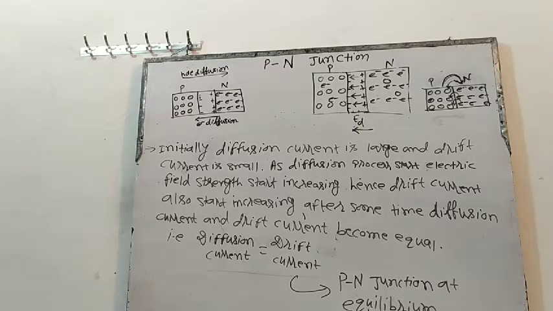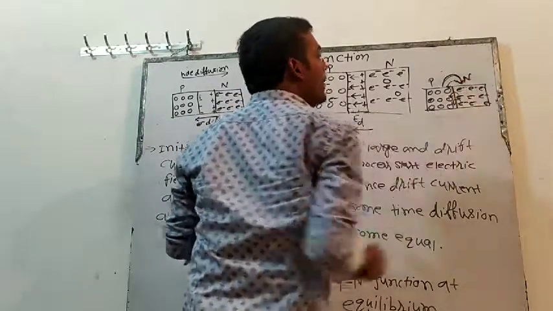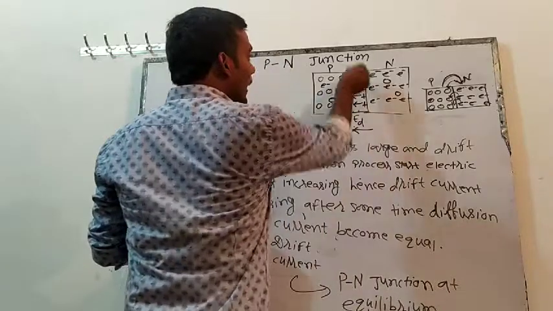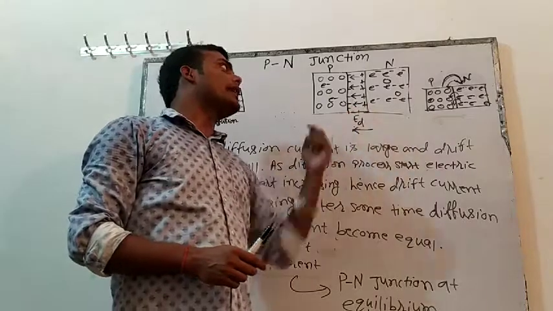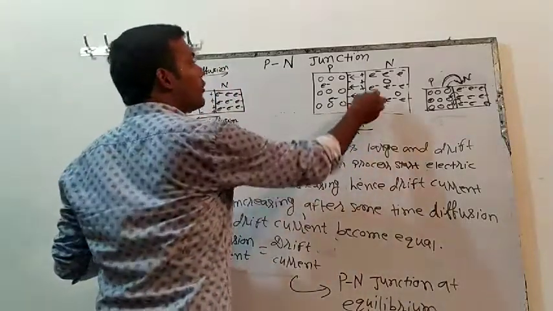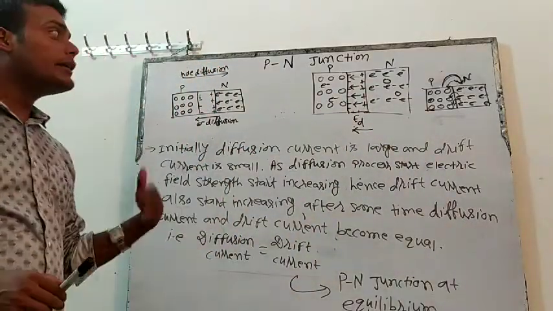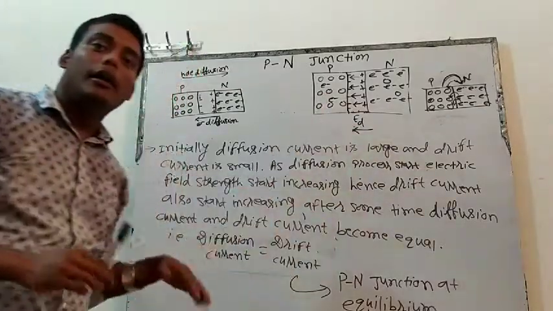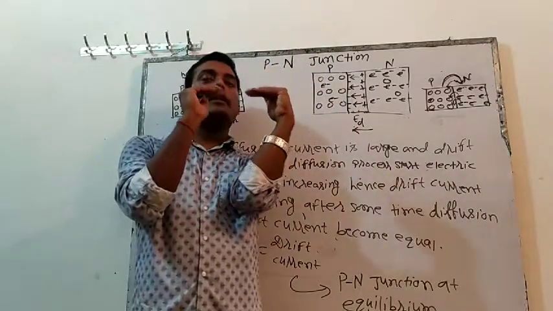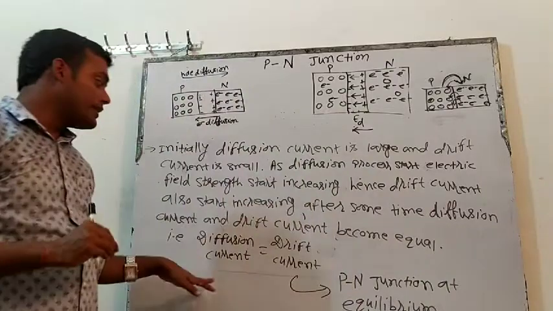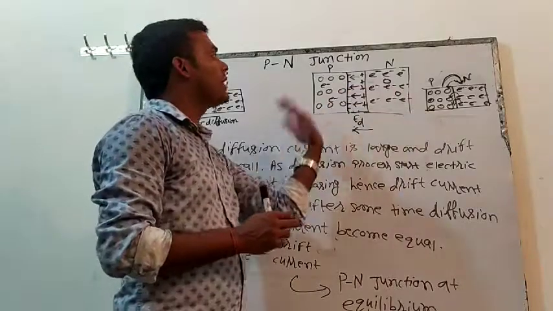That means initially what will happen? Diffusion current will be more because the nearby electrons can jump. So initially diffusion will start. As the diffusion starts, a depletion region will be made, and when the depletion region is there, slowly and slowly this electric field will become stronger. As the electric field becomes stronger, the minority charge carriers can drift, and when they start drifting, drift current will be generated. So initially diffusion current is high, then drift current will start increasing, and when diffusion current is equal to drift current, then the PN junction is known as at equilibrium, and then there will not be any flow of charge particles.